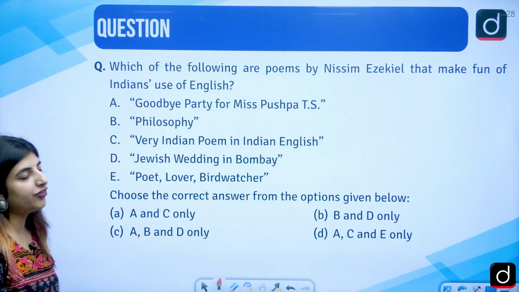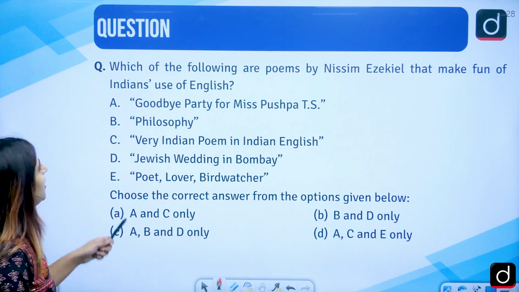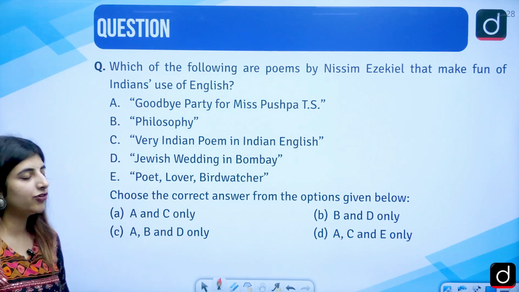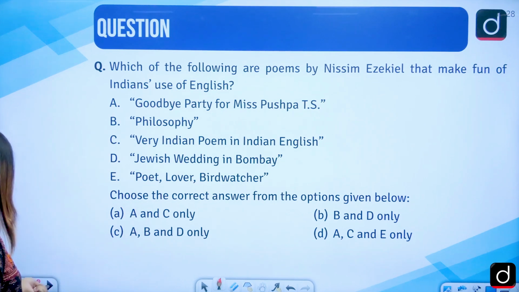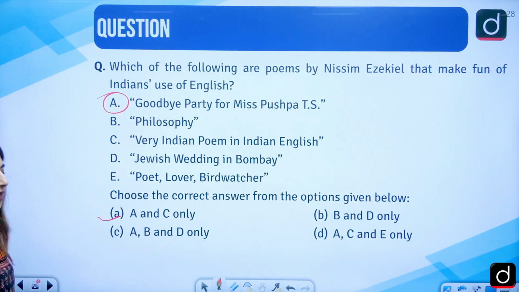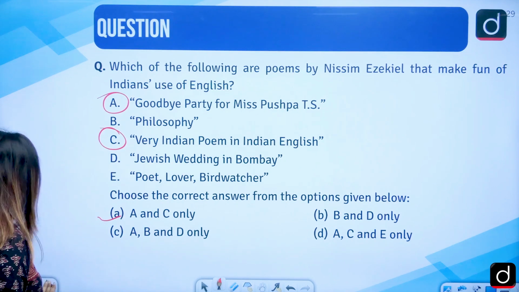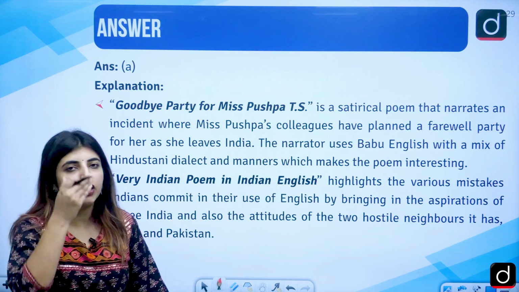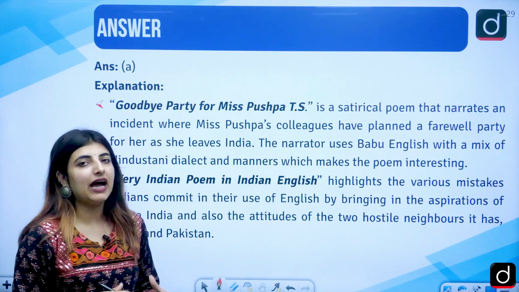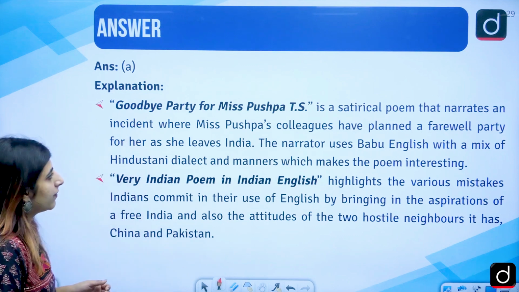Next, I have questions for you. Poems by Nissim Ezekiel that make fun of Indians' use of English. The answer to this question is option A. That is Goodbye Party for Miss Pushpa T.S. and Very Indian Poem in Indian English. We are going to read the description because I have brought it here, to see why we see them as fun with the English language.